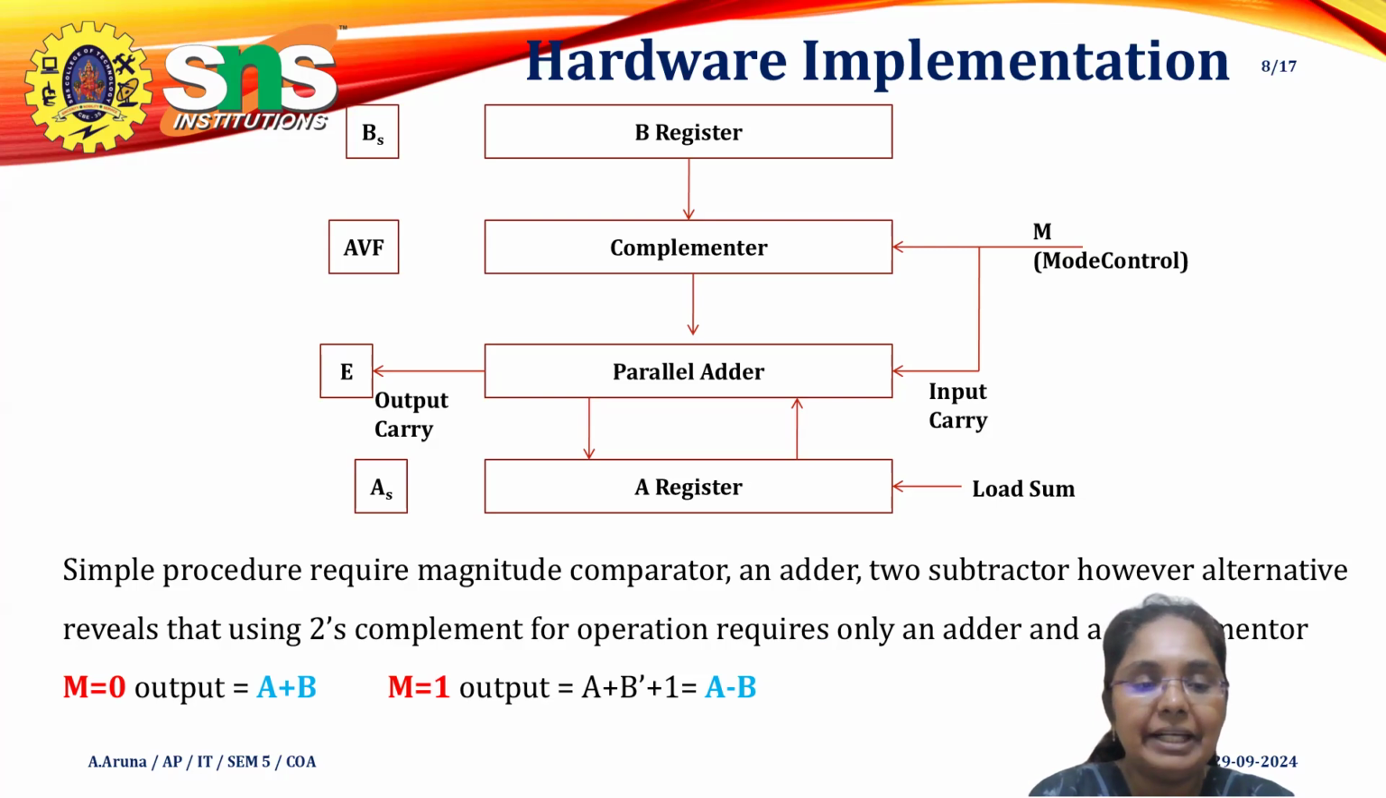If my most significant bit is 0, I have to do A plus B. If my most significant bit is 1, I have to do A minus B. In this case, for the negative number, I have to take the complement. After taking the complement, I have to do the addition, based on my input.